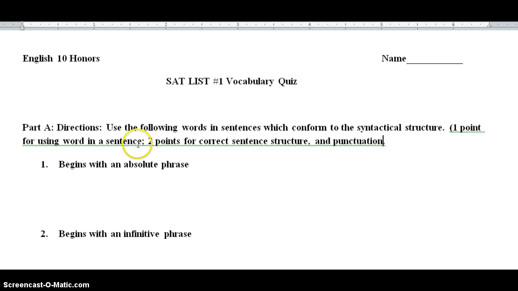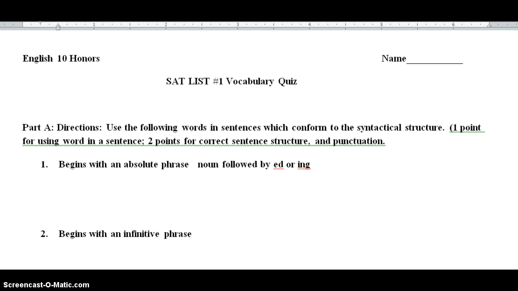So you have 1 point for using the word correctly in a sentence, and 2 points if you get the correct sentence structure and punctuation. Okay, so you always want to have commas after the introductory phrases. So the first one we'll look at is an absolute phrase. An absolute phrase is a noun followed by an ed verb or an ing verb. Okay, and again, all these phrases are groups of words, and they're all used to describe the subject of the sentence, so they add detail.